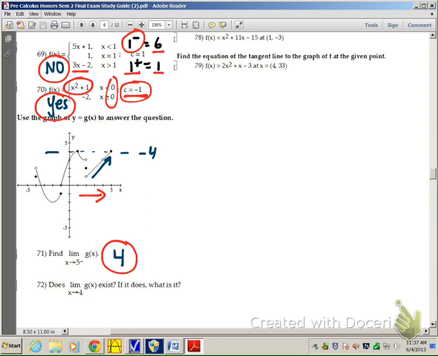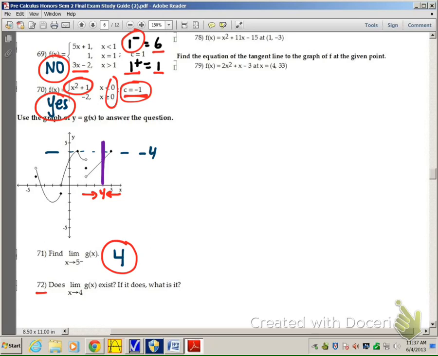The question then is number 72. Does the limit as x approaches 4 exist? And if so, what is it? Well, again, let me erase some of this stuff that I already have up here. If x is approaching 4, here's 4 right here, then are the y values approaching the same number? Well, let's cover up what happens at 4. We don't really care what happens when x gets to 4. All we care about is, are the y values approaching the same number?